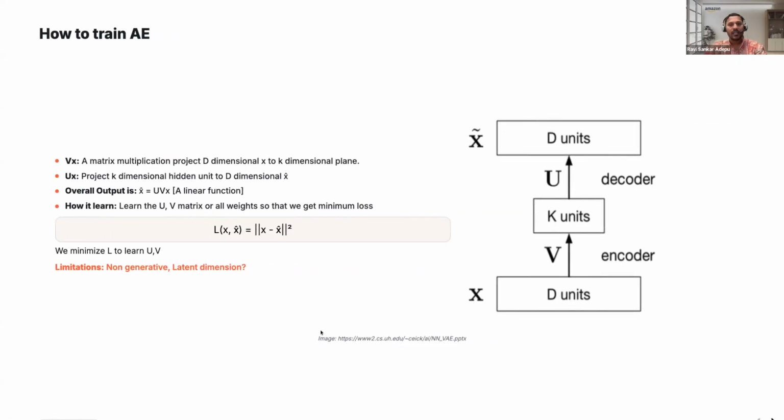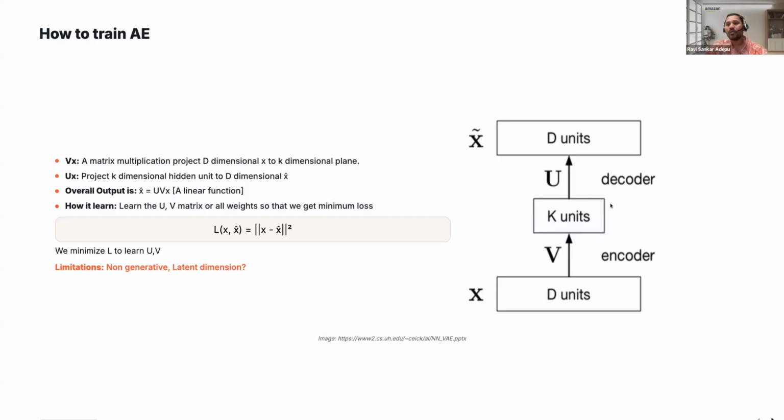So how do we learn these autoencoders? Let's make the training concrete with the simplest example possible. Let's start with the linear autoencoder. The encoder is just matrix multiplication. You take the input x and multiply by V times x, which projects it into a k-dimensional plane. That's the dimensionality reduction step. The decoder is just another matrix U that maps this small k-dimensional vector back to the d-dimensional reconstruction. So the whole model is x hat equals UVx, which is a purely linear function.